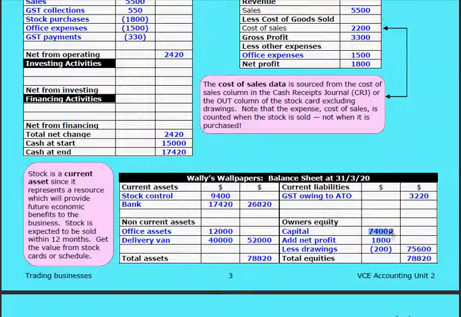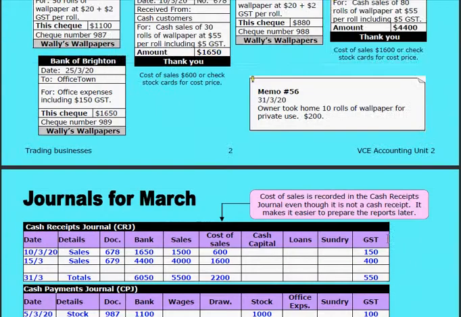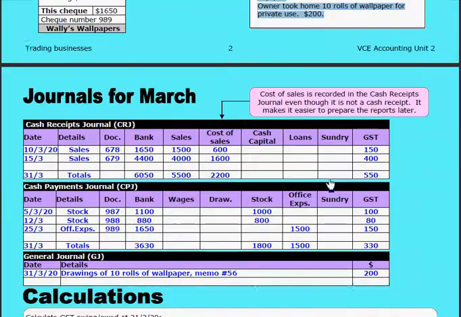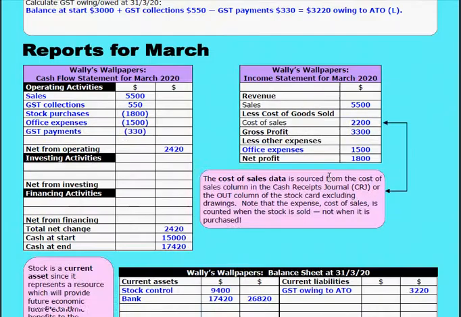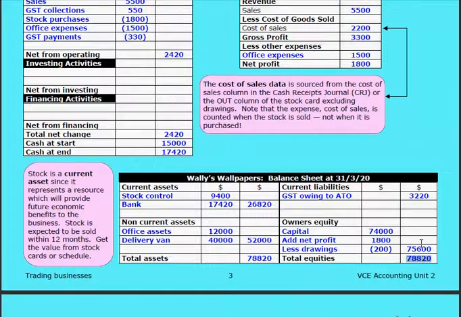Owner's equity, the capital, that's the figure in the original balance sheet, plus the profit determined by the income statement up there, $1,800. We take away the drawings. In this case, that was drawings of stock. Remember that drawings? That was the drawings in this memo, $200 worth of stock. So it's not cash drawings, it's stock drawings, to get $75,600, the net equity, owner's equity, and assets equals equities.